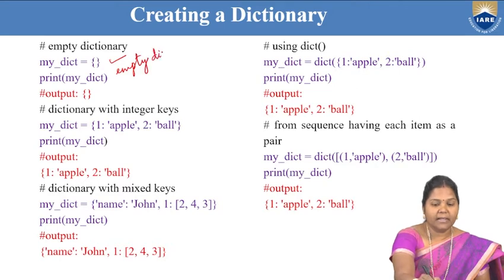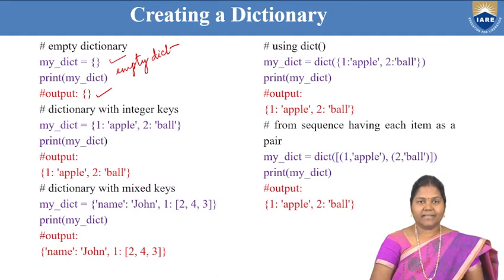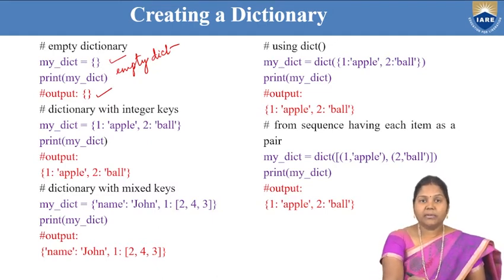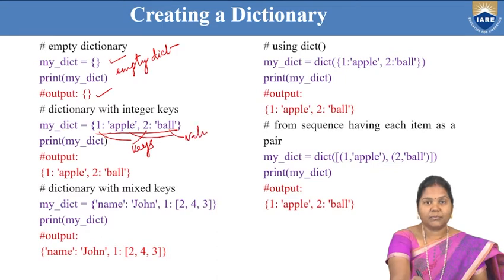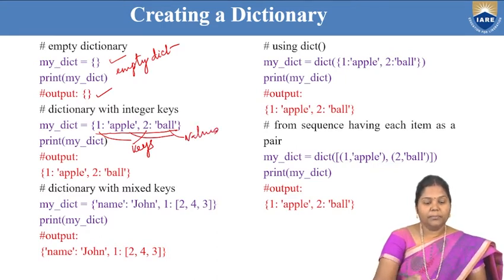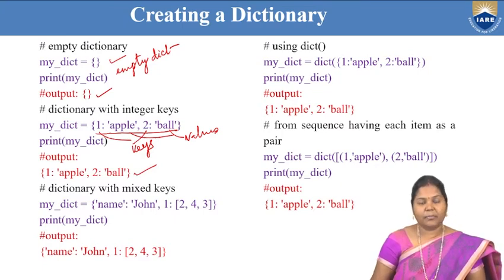If you print it, you will get the output as an empty dictionary. Now, if you want to create a dictionary with some key value pairs, you can write my dictionary is equal to 1 for apple, 2 for ball. So you can see over here 1 and 2 are known as the keys, and apple and ball are known as the values. Okay. So if you print it, you will see that the set of key value pairs are separated by commas.